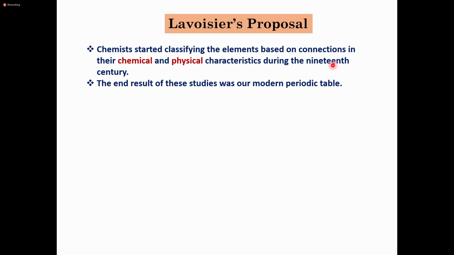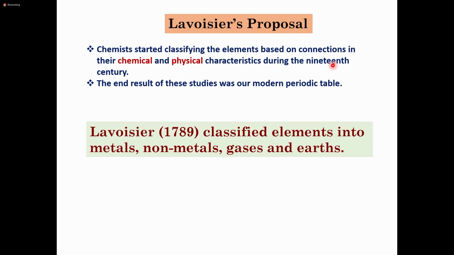Our modern periodic table is actually based on the chemical and physical properties of the elements. These elements have been arranged according to their chemical and physical properties. That is why in 1789 they classified the elements into metals, non-metals, gases, and earth metals.